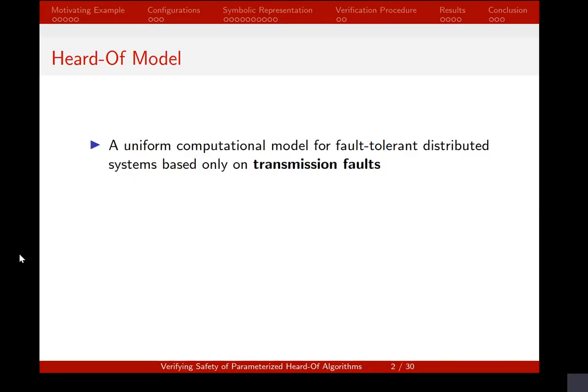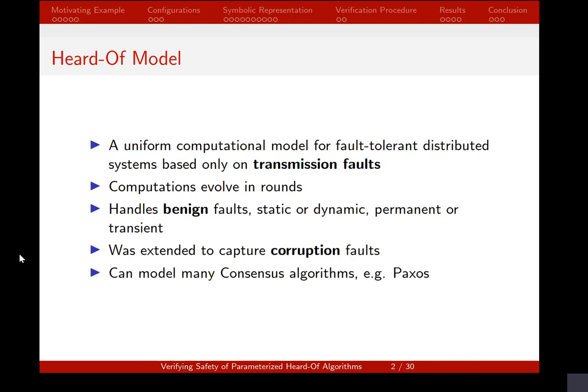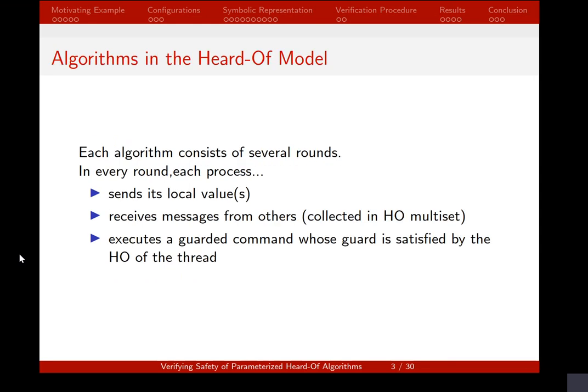Herd-of model is a uniform computational model for fault-tolerant distributed systems based only on transmission faults. Computations in this model evolve in rounds, and the model first handled only benign faults, being static or dynamic, permanent or transient, but was later extended to capture corruption faults. It is used to model many consensus algorithms like PAXs.